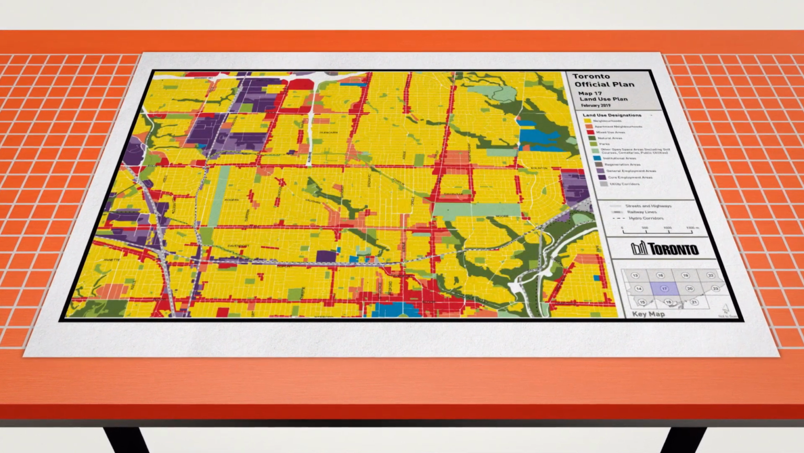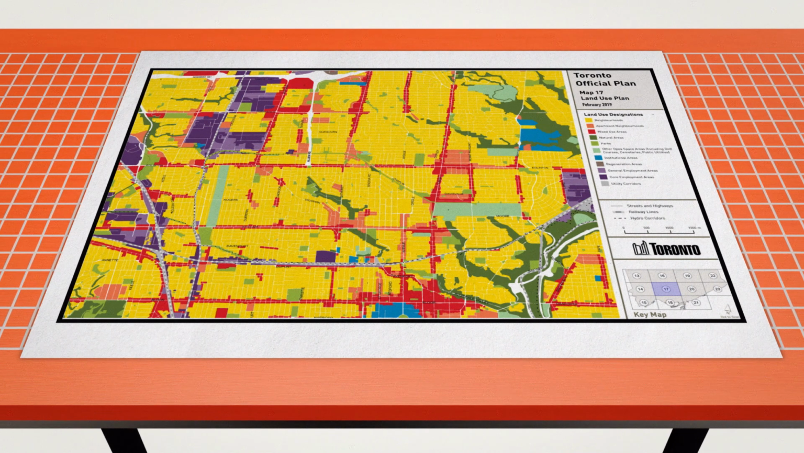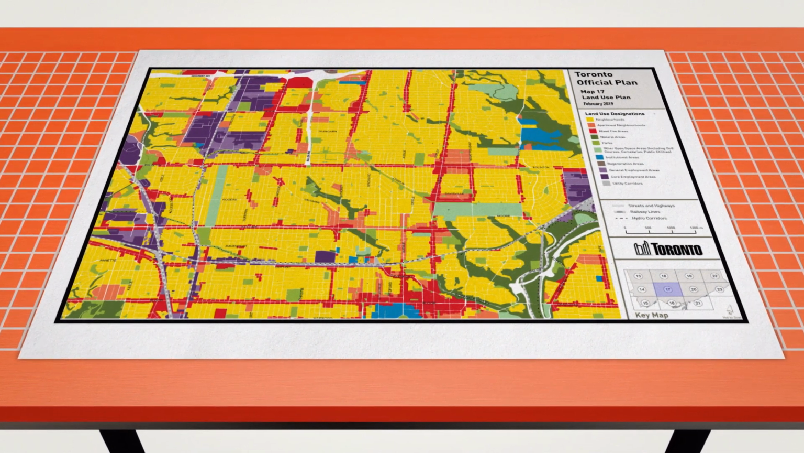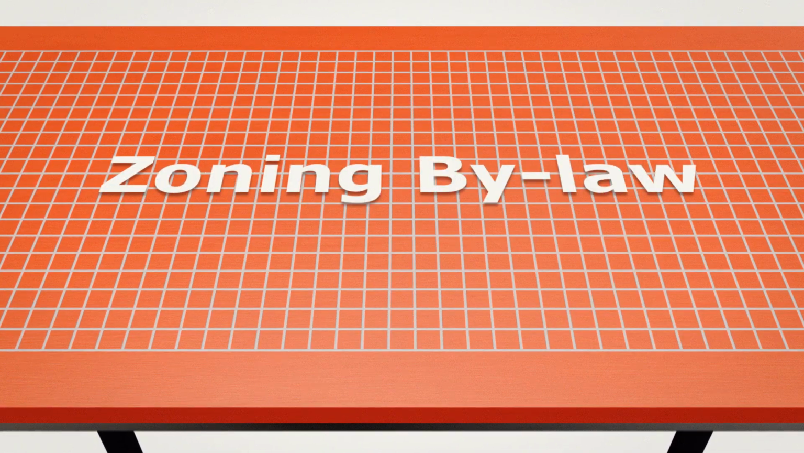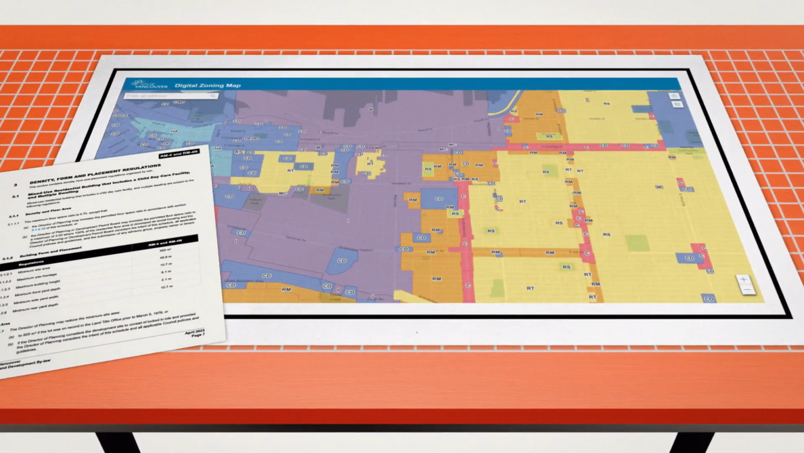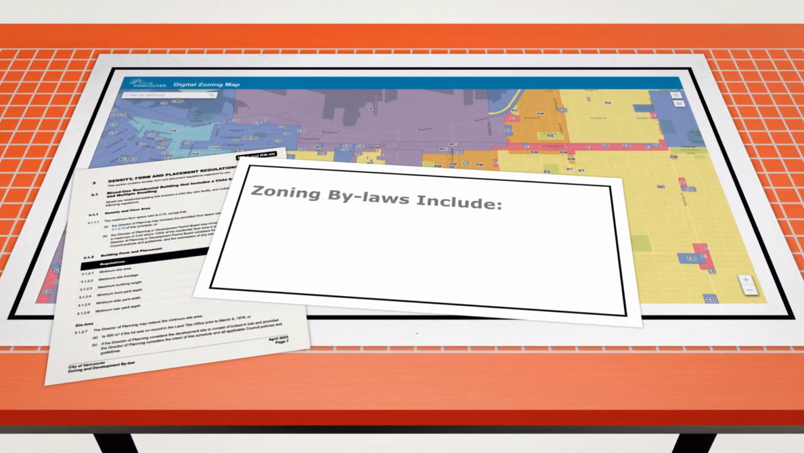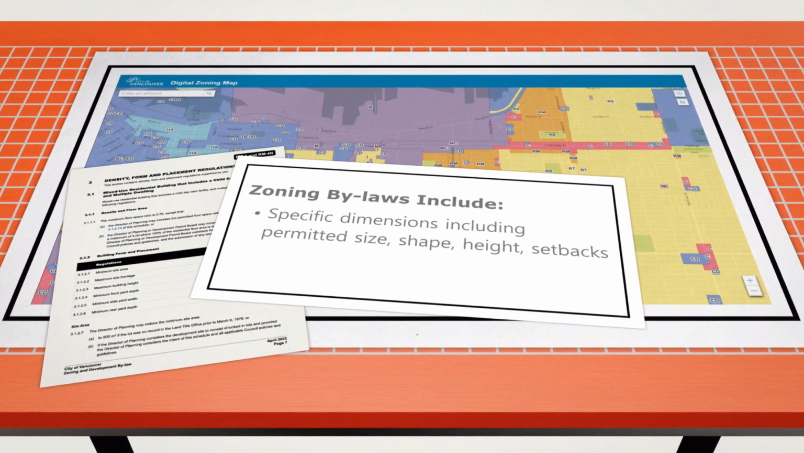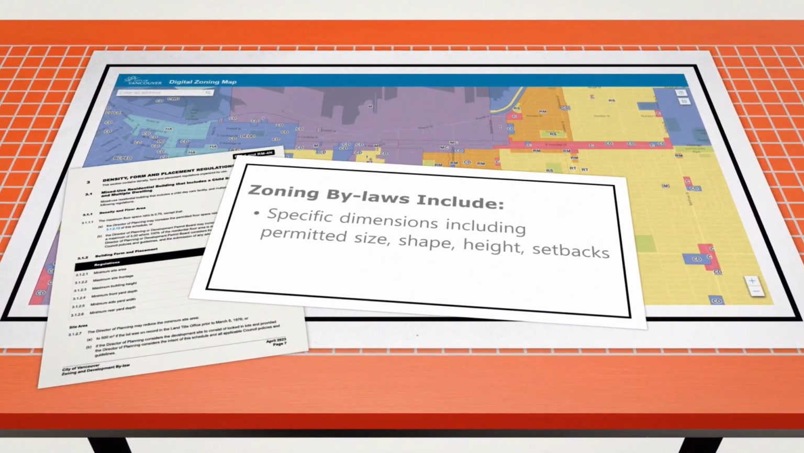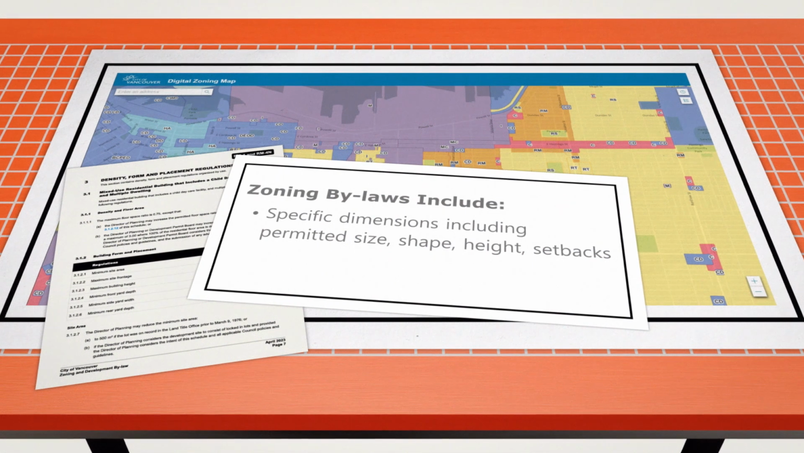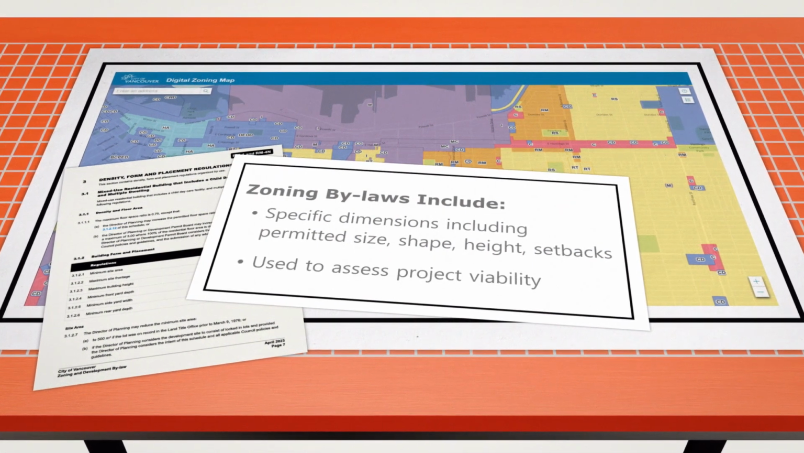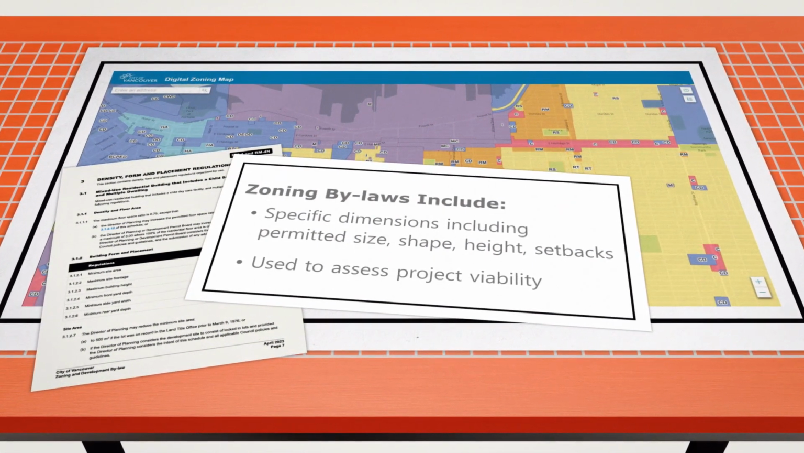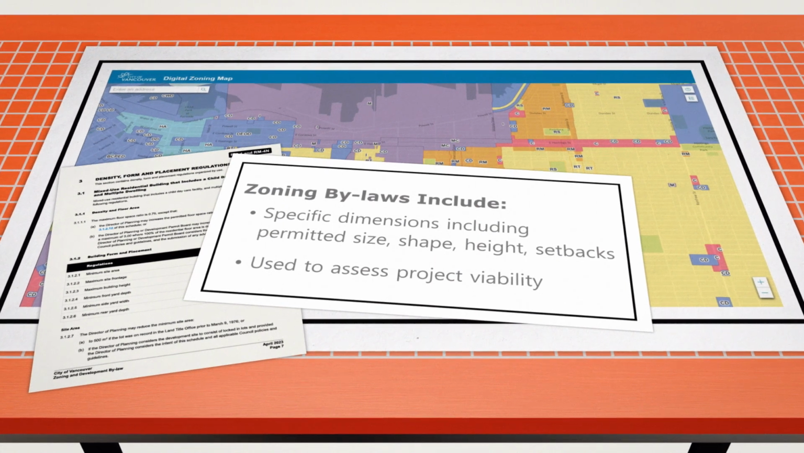Have a look at your local official plan. Does your development idea conform to the planned land use? Meanwhile, the zoning bylaw provides a more precise look at the specific dimensions for individual sites that affect the shape and size of your building, like the permitted height and setback from the property line. This information is critical as you can use it to assess whether enough housing units or program space is permitted to make the project viable.